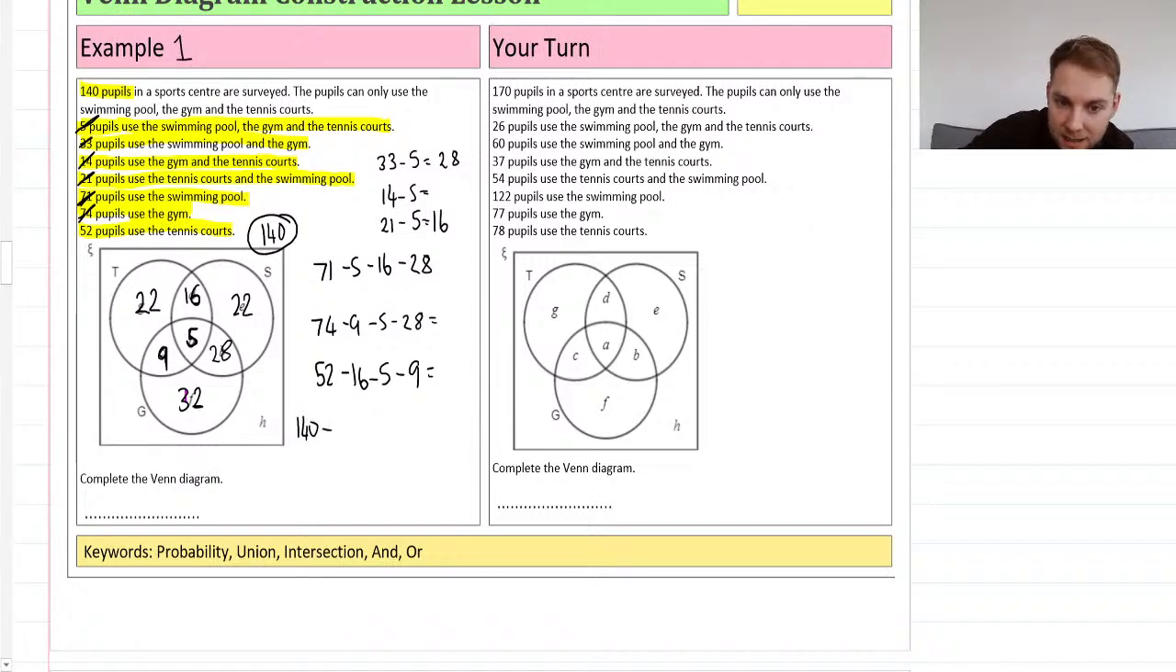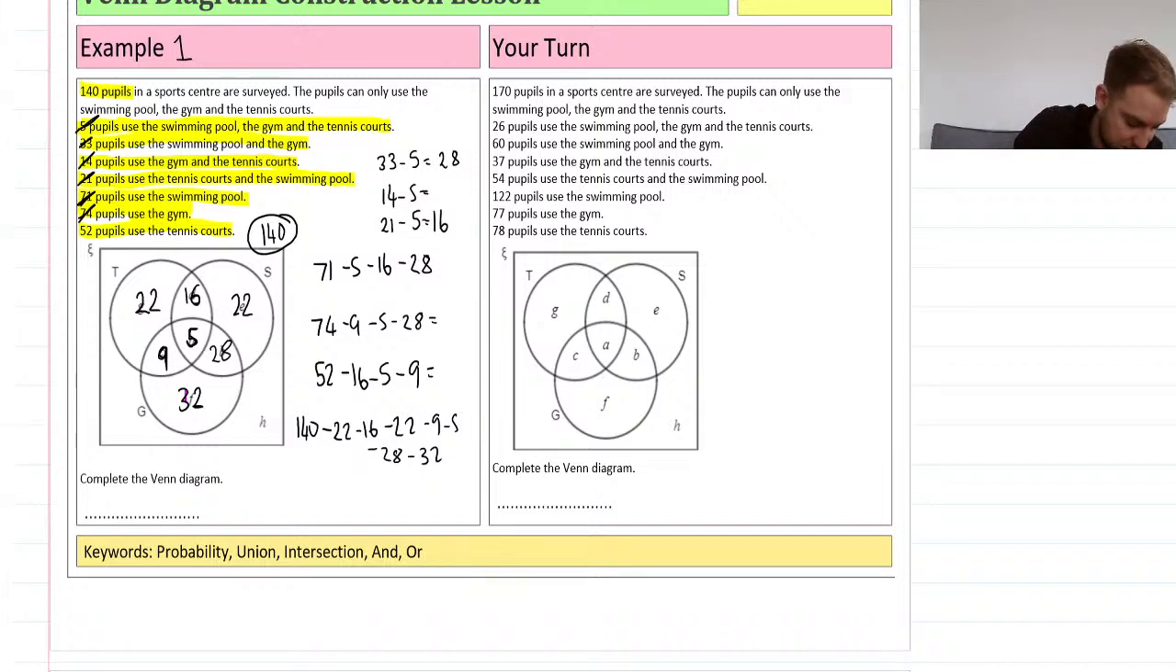140 minus 22 minus 16 minus another 22 minus 9 minus 5 minus 28 minus 32. I'll do that on calculator. 140 minus 22 minus, you can see why you've got to be really careful with this, 16 minus another 22 minus 9 minus 5 minus 28 minus 32 is equal to, left over on the outside is 6.